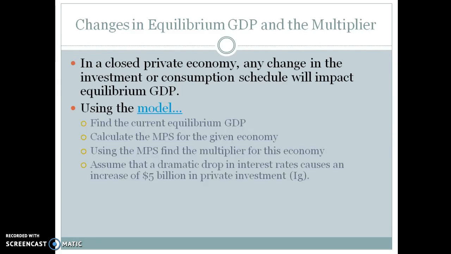So using the MPS, we're going to find the multiplier for this economy. The last thing we're going to do is assume that there's a dramatic drop in interest rates that causes an increase of $5 billion in private investment, and ultimately how would that affect the equilibrium GDP in the economy. So we're going to go back over to the model and take these on one by one.